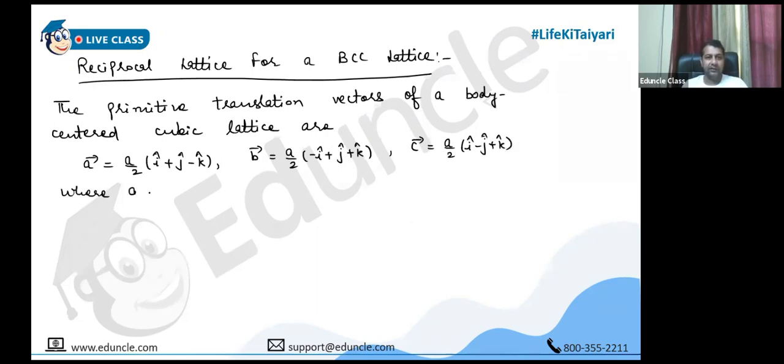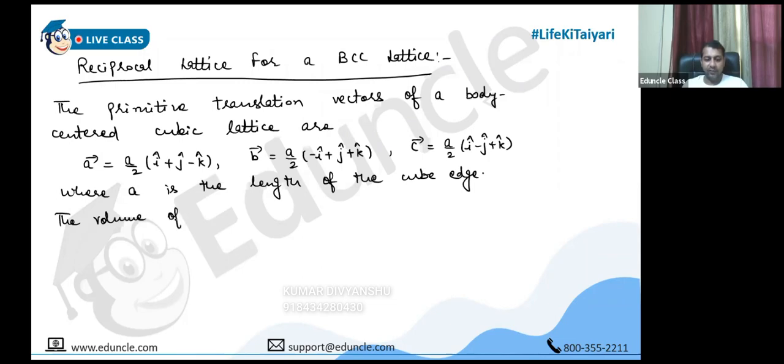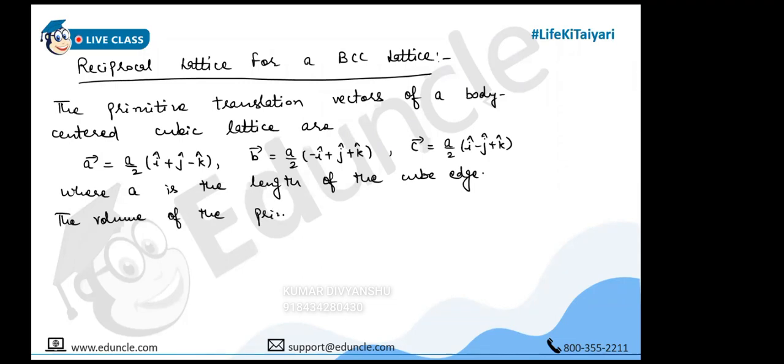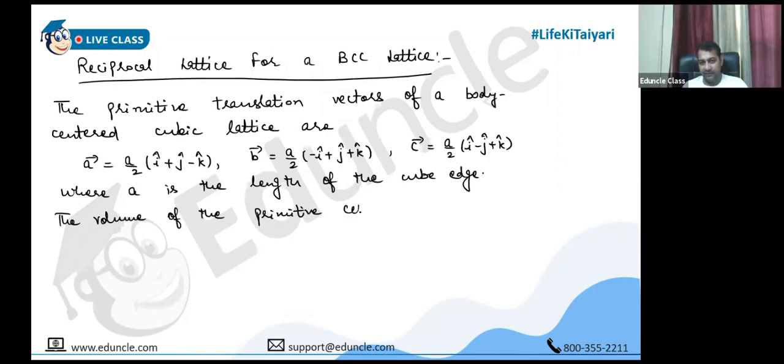where a is the cube edge, and i, j, k are the respective unit vectors along the x, y and z axes. Now, what is the volume of the primitive cell? A cube by 8, a cube by 8.